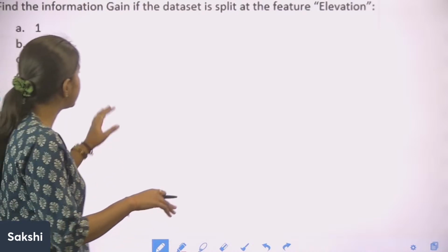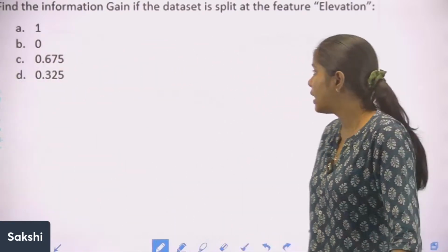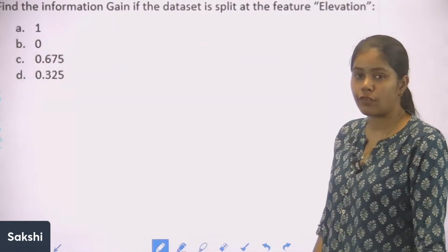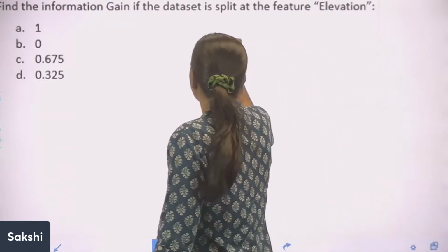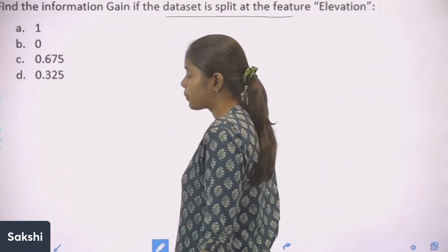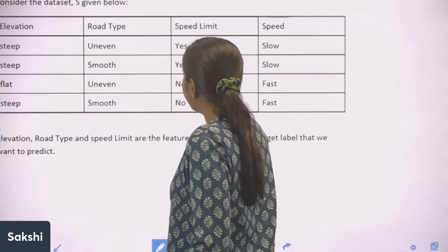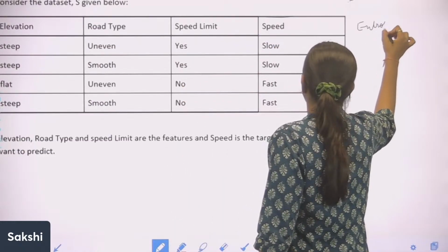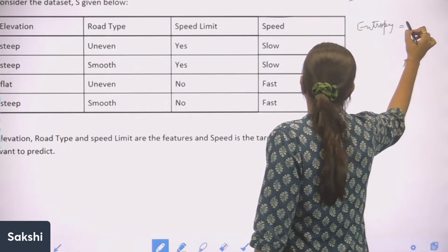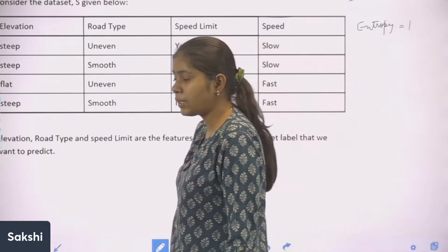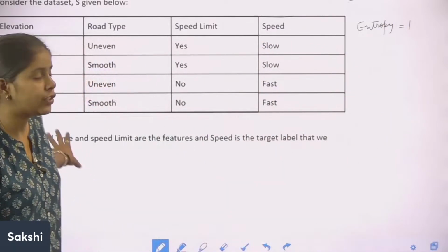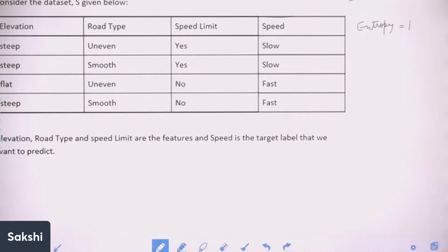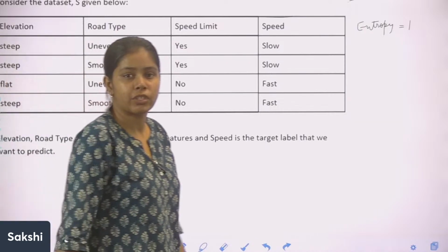Okay, now the question is: find the information gain if the data set is split at the feature elevation. I need to find out the information gain if the data set is split at the feature elevation. I got the entropy of this whole data set as 1. Now they are asking what is the information gain for this particular feature elevation. How do I find out the information gain? What is the formula for information gain?